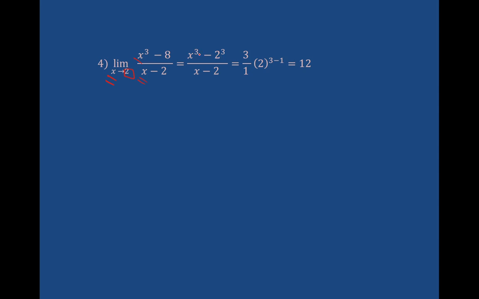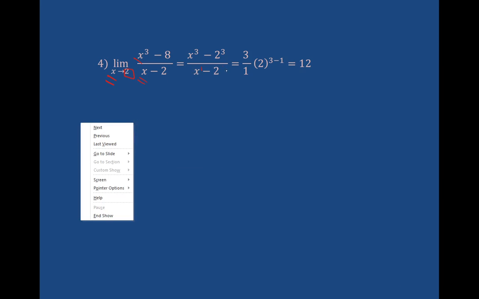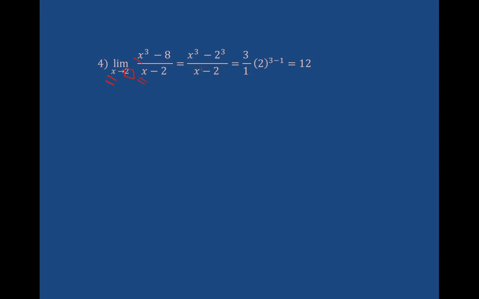Then the value of the limit is 3 over 1, which is the power of the denominator terms, and 2 power 1. Then the limit equals 3 over 1 multiplied by 2 power 3 minus 1. Here the limit equals 12.